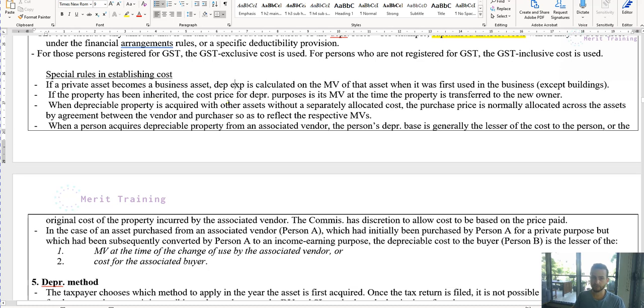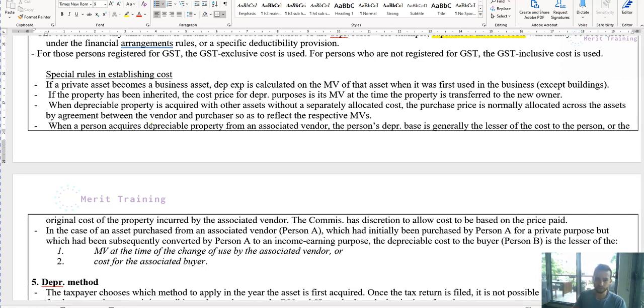If the property has been inherited, the cost price for depreciation purposes is its market value at the time the property is transferred to the new owner. When depreciable property is acquired with other assets without a separately allocated cost, for example buying a set of assets, the purchase price is normally allocated across the assets by agreement between the vendor and purchaser so as to reflect their respective values. So maybe you're buying a fleet of vehicles, paying $1 million for all of them. You don't actually know the market value of each individual vehicle, which are separate assets. So you set out an agreement with the seller saying this is the agreed price for the different vehicles, and that's the price you'd accept as the starting cost.